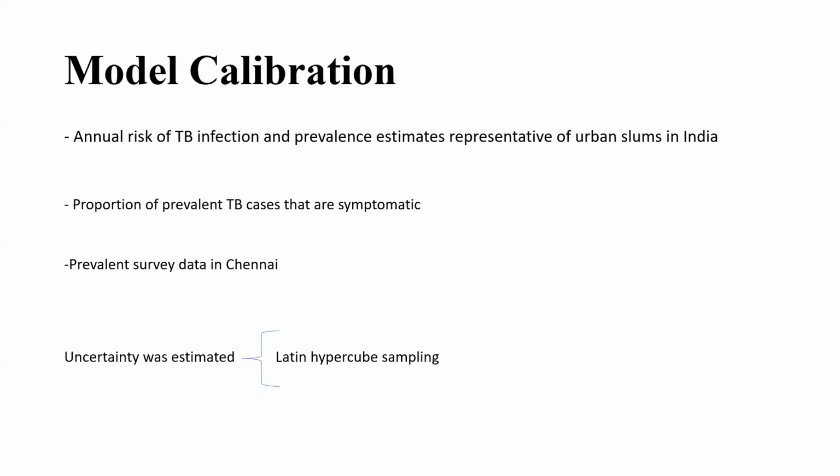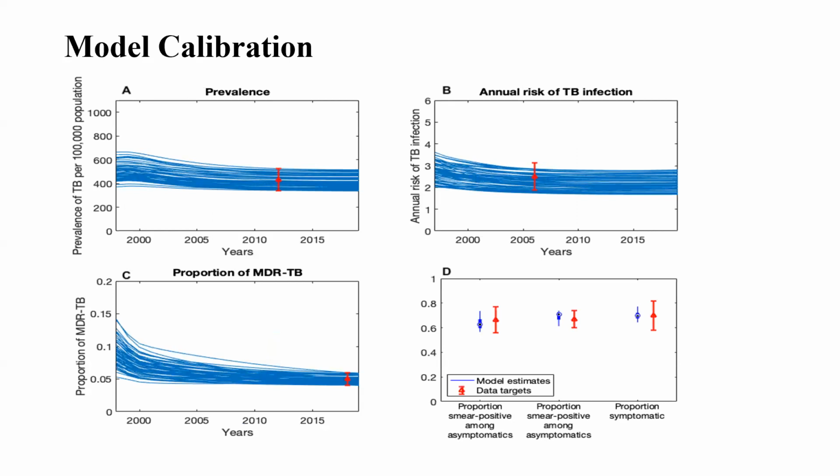As I mentioned, the model was calibrated with the prevalence survey, the annual risk of TB infection, and the proportion of those that have multi-drug resistant TB. This was taken, I think, from the main text, because there was the main text and the supplementary material, and I think this was figure 2, which shows the result of the model calibration for the 6 calibration targets. Here, the red line indicates the data that is within the range.